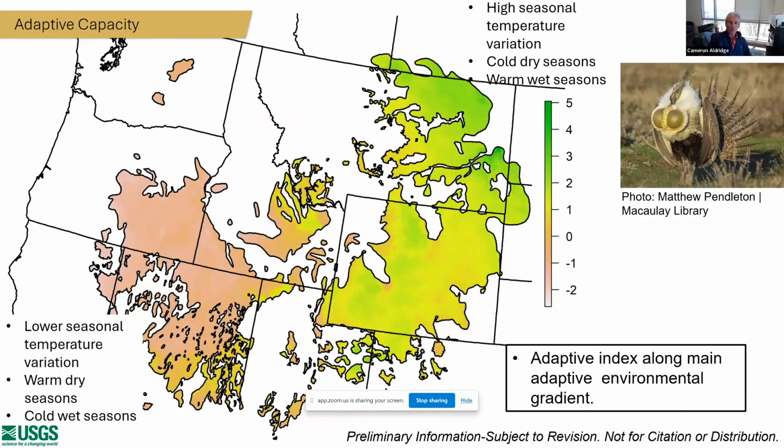And what we can do is take the adaptation that sage-grouse have and make climate models to forecast the climate envelope conditions that these genes are adapted to cope with. We can see this gradient across the range from high seasonal temperatures in the north to low seasonal temperatures in the southwest. And we can see this adaptive index, and we can see that sage-grouse in the north and the east are really genetically adapted to deal with that environmental gradient of different types of climatic conditions.